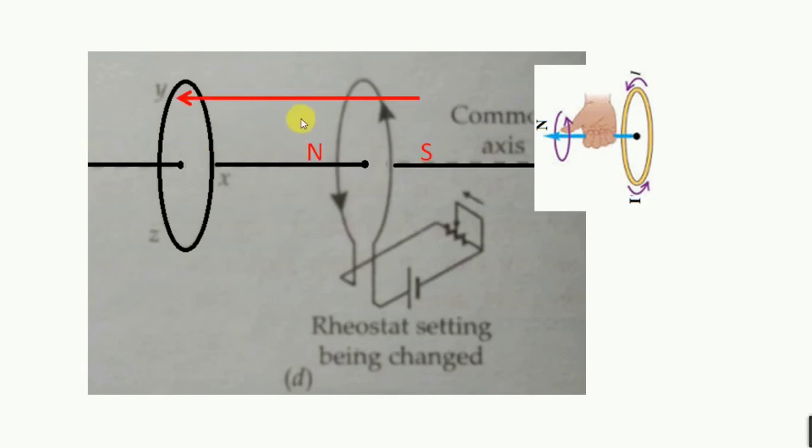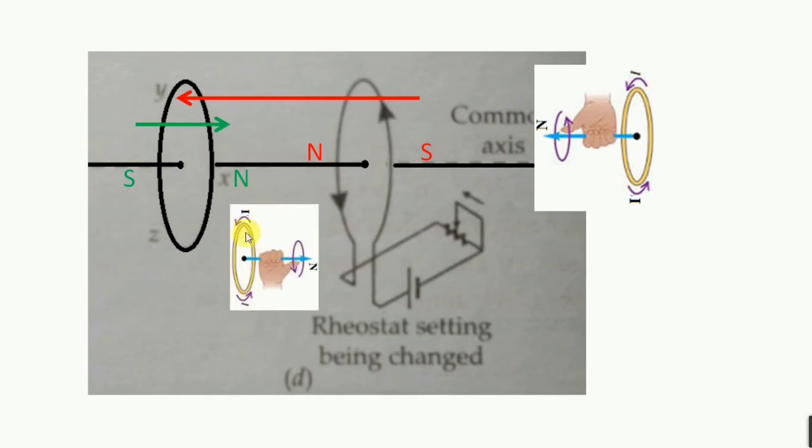Now when the current increases, the magnetic flux increases, so it should produce a magnetic field in such a way that it opposes this magnetic flux. So it should produce magnetic flux in the opposite direction. North pole should be produced out here, south pole should be produced out here. I'll use the same rule out here. North pole is this side, so from above the conductor the current will flow downwards. So the direction of current is X, Z, Y.